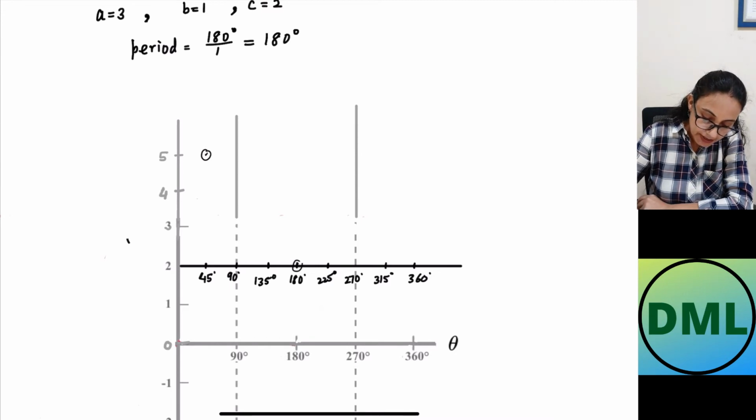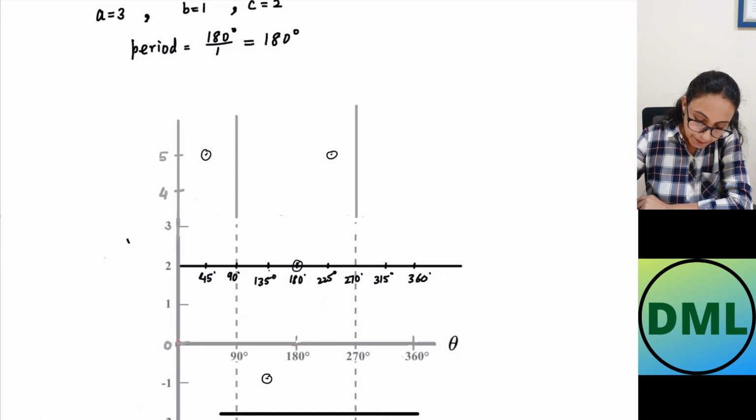At 180 degree, it will be 0. At 135 degree, it will be minus 3 units, I have to go down, so it will be here. At 225 degrees, again I have to go 3 units above, so it will be 5. At 315 degrees, it will be minus 3 units down, so it will be at minus 1. And 360 degree is 0. Now let's join it.